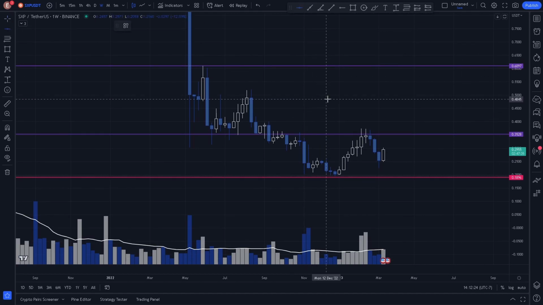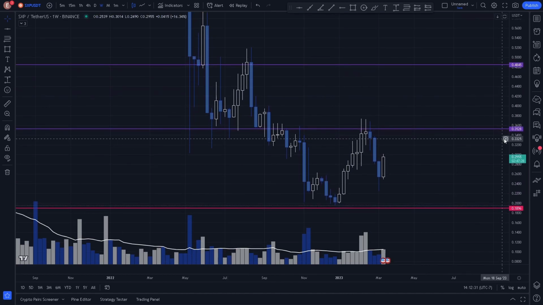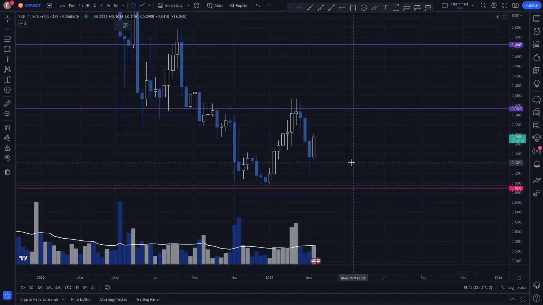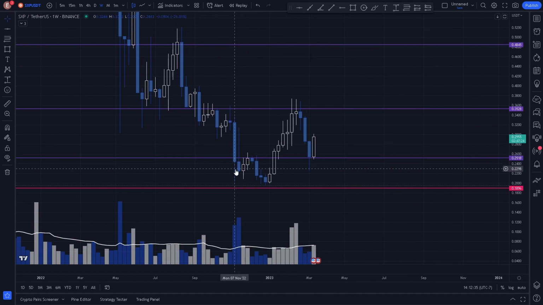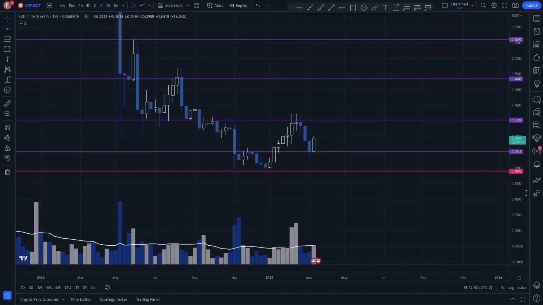Now we can also go ahead and plot a key level here as we see reactions acting as support and resistance. And our most recent level, we can go ahead and plot right here as we see price reacting as resistance here, now acting as support to the same key level.